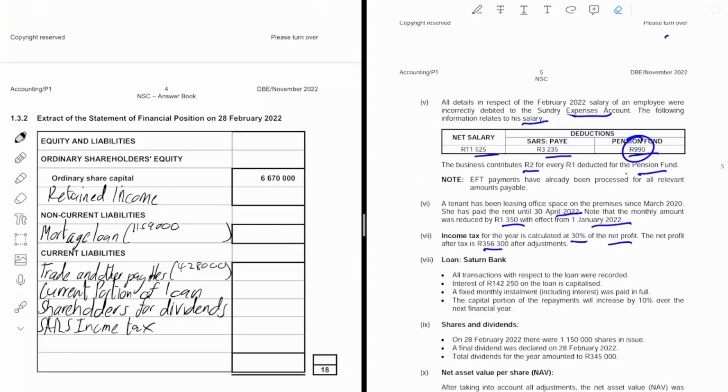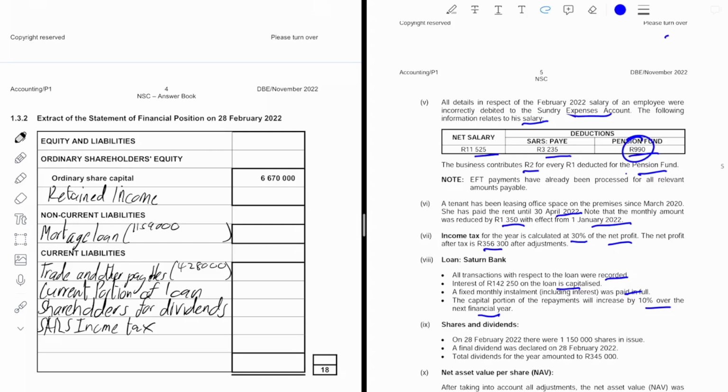Okay, so let's get to the loan part of the question. This is with regards to the loan from Saturn Bank. They say all transactions with respect to the loan were recorded. Interest of 142,250 on the loan is capitalized, and a fixed monthly installment was paid in full. They also say that the capital portion of the repayments will increase by 10% over the next financial year. So using the information provided, we need to work out the capital portion of the loan that was paid this year.